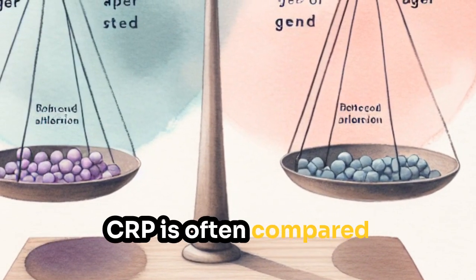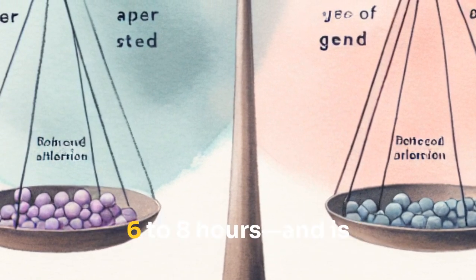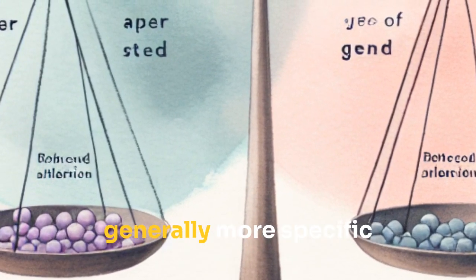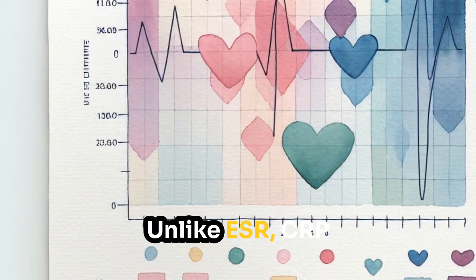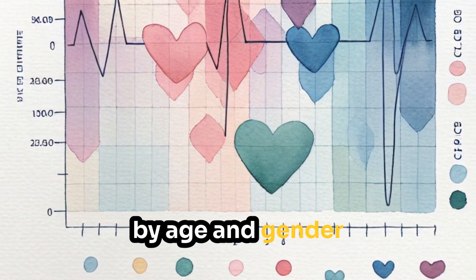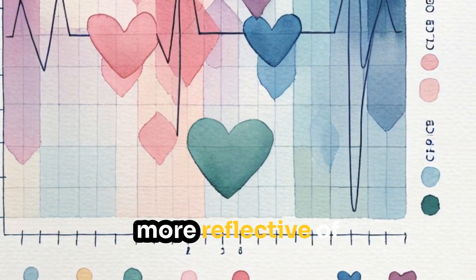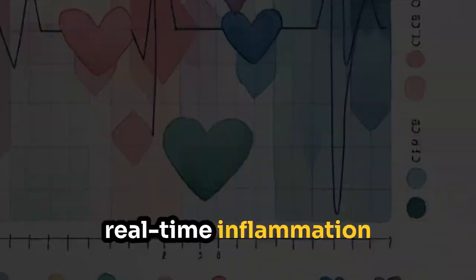CRP is often compared to ESR, another inflammation marker. CRP rises faster, within 6 to 8 hours, and is generally more specific. Unlike ESR, CRP isn't influenced by anemia, nor is it affected by age and gender. It also has a shorter half-life, making it more reflective of real-time inflammation.